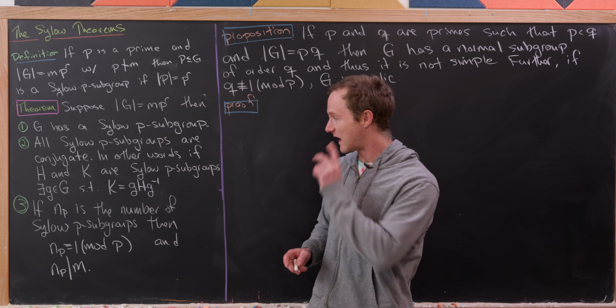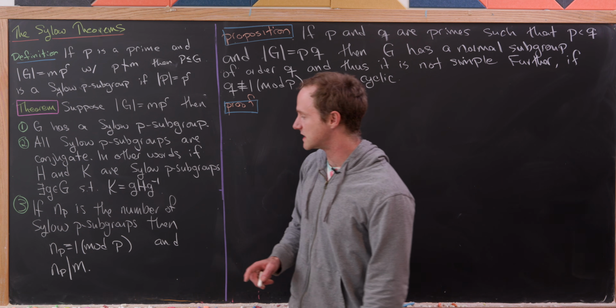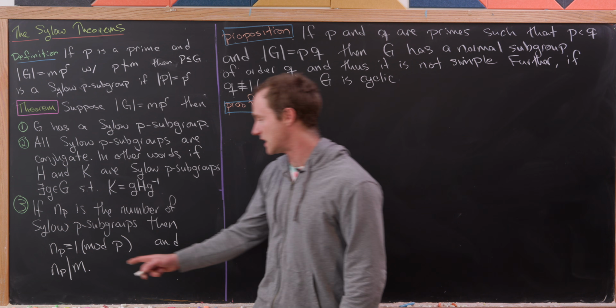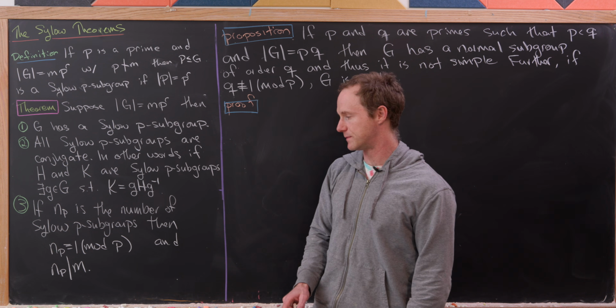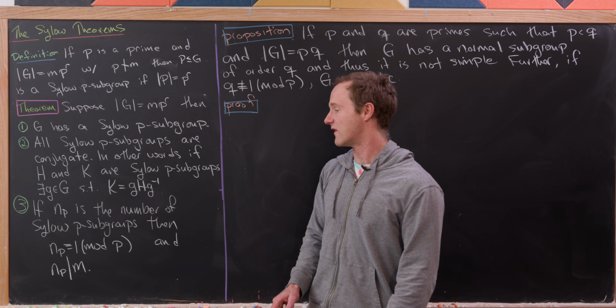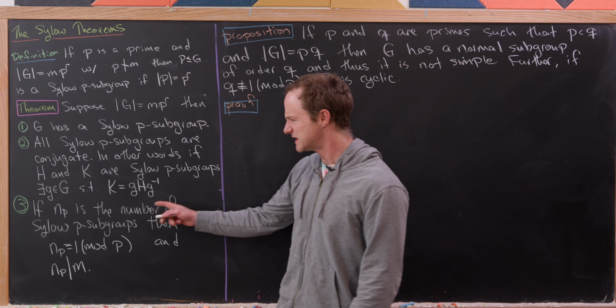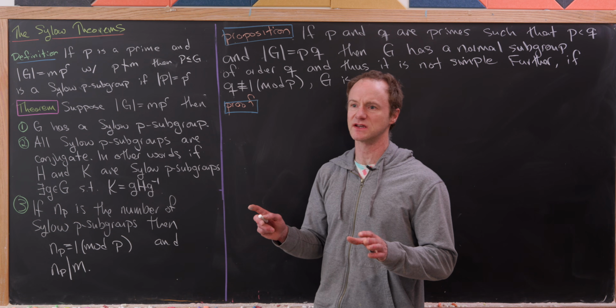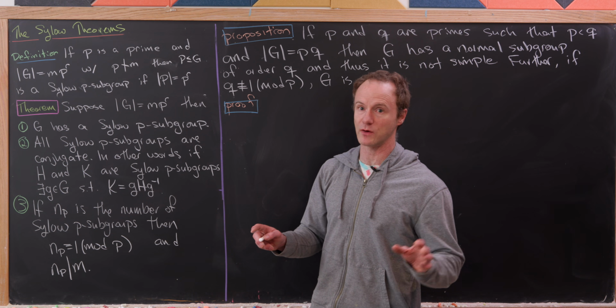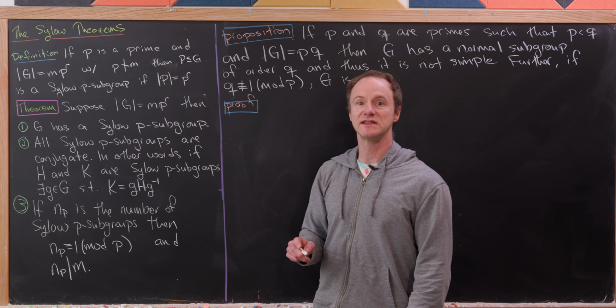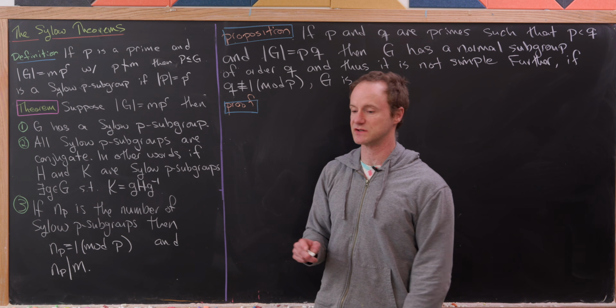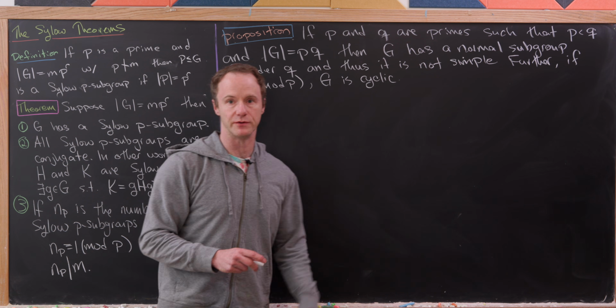And then finally, if n_p is the number of Sylow p-subgroups, then n_p is congruent to 1 mod p, and n_p divides m. So this allows us to do some nice arithmetic to determine whether or not it's possible for groups to be simple. And that's what we're going to do here.